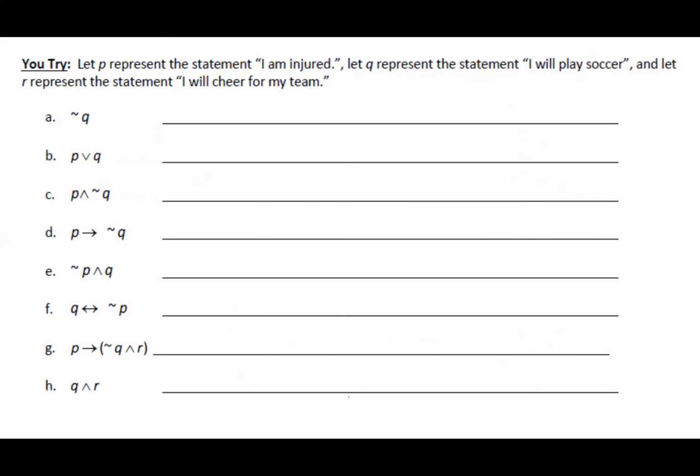Okay, now you're gonna go backwards, okay? So now you're gonna take a statement and you're going to write it in its verbal form given its symbolic representation, right? I'll give you a second to do this on your own. Pause the video and go ahead and work this out for me. Okay, so for the first one, we have I will not play soccer.